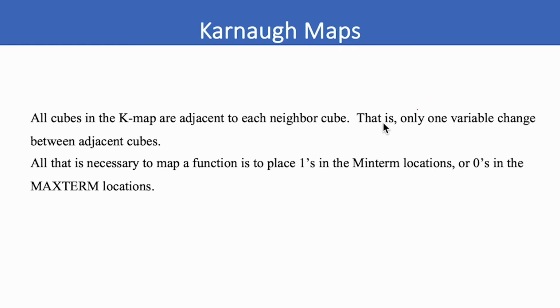As we discussed, all cubes in the K-map are adjacent to each neighbor cube. That is, there's only one variable change between adjacent cubes.